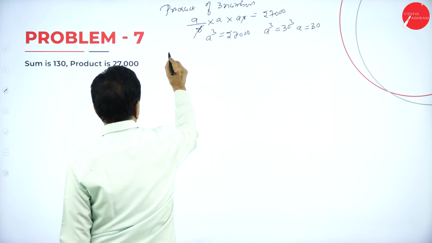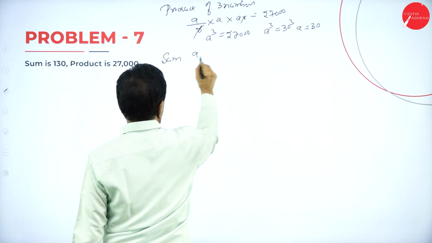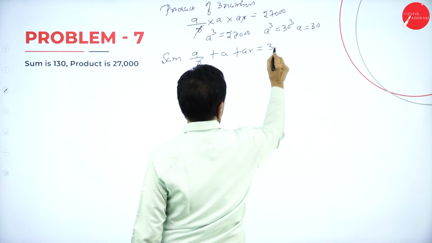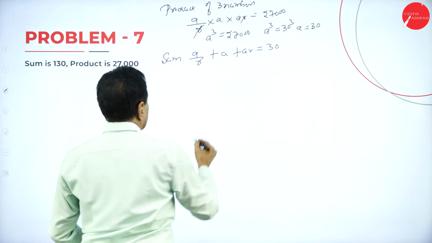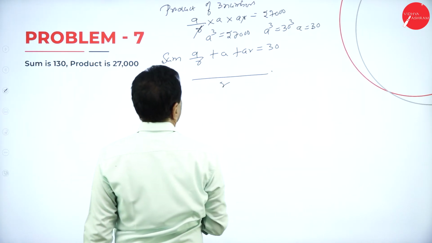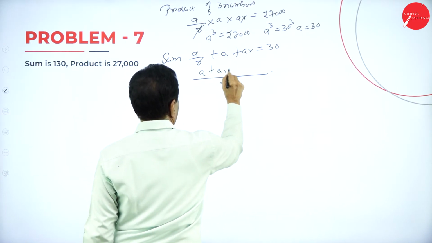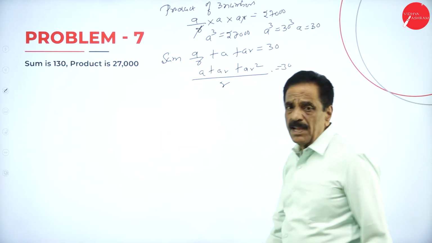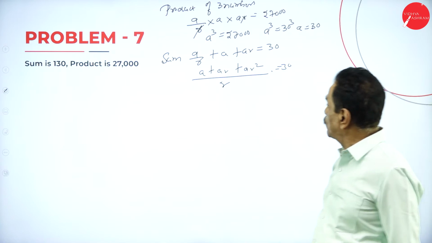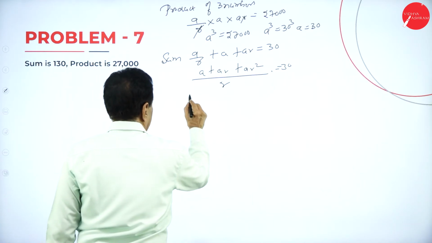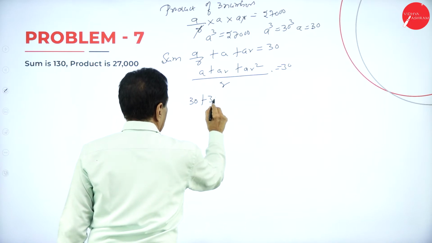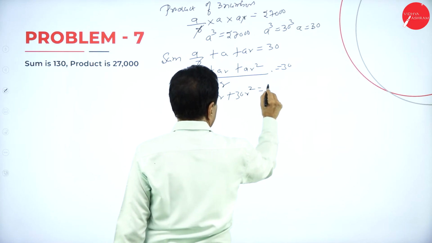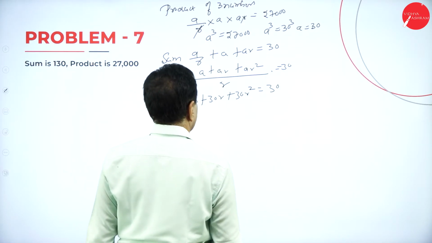Then sum: A by R plus A plus AR is equal to 130. What's your A? 30 by R plus 30 plus 30R is equal to 130. This is 130.